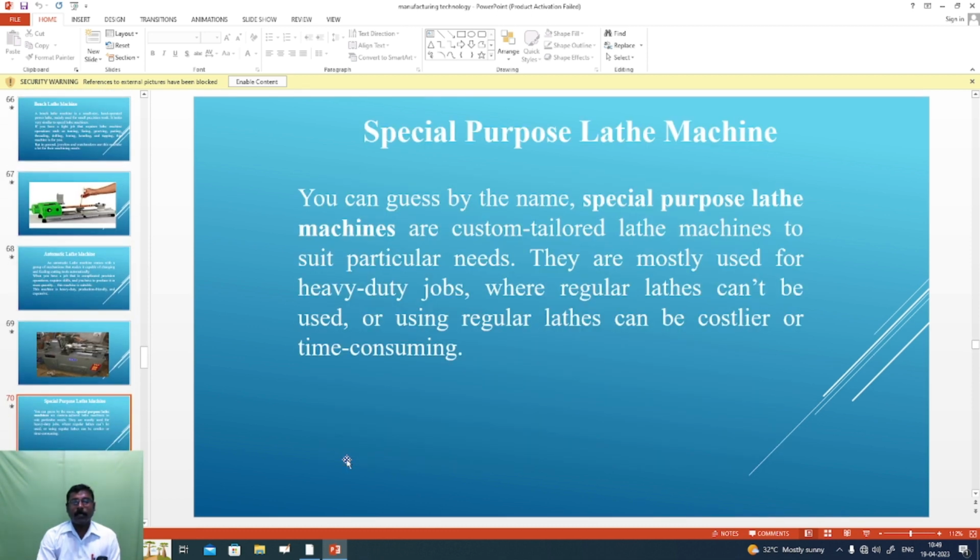Then the special purpose lathe machines. You can guess by the name, special purpose lathe machines are custom tailored lathe machines to suit particular needs. They are mostly used for heavy duty jobs where using regular lathes can be costlier or time consuming.